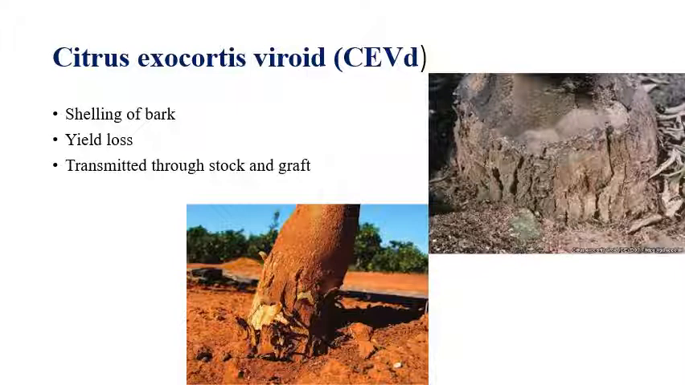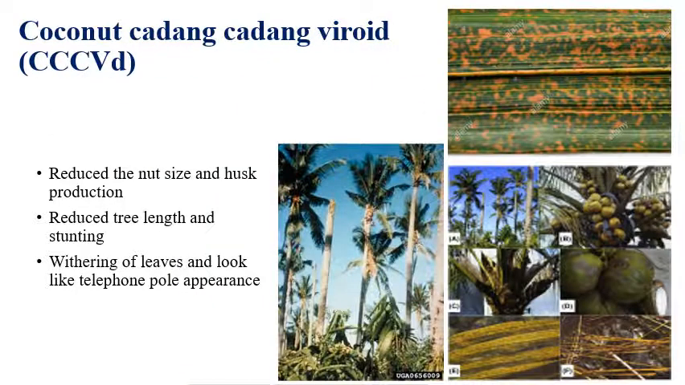So this viroid is transmitted through shock, and one of the other important viroids is coconut kadang kadang viroid. Here the nut size can be reduced and the husk production also can be reduced due to this coconut kadang kadang viroid. Tree length can be reduced and stunted.